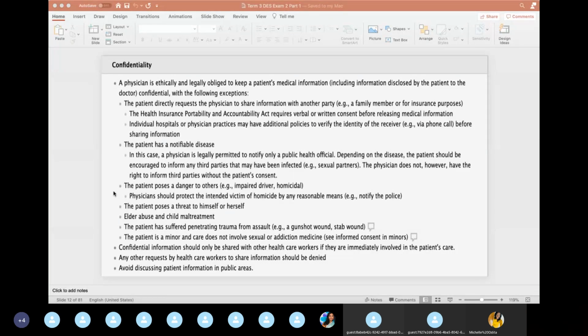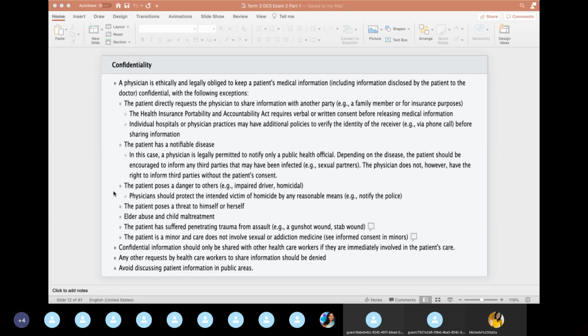Confidentiality can be overcome if the patient poses a threat to himself or herself. If the patient wants to kill himself or herself and has plans, then you institutionalize them. You hold him in the hospital for a maximum of, I think, 72 hours. It depends. And then there's elder abuse and child maltreatment. You need to report that to Child Protective Services.